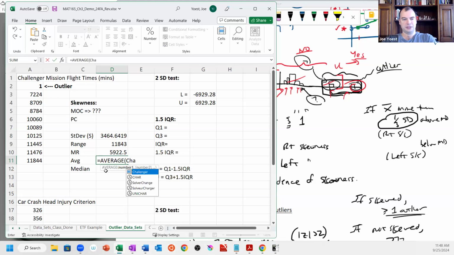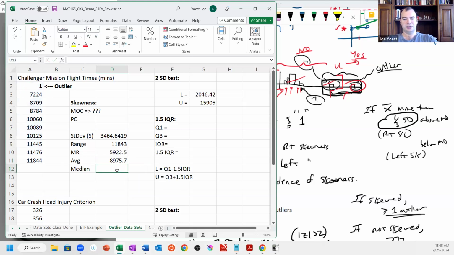I can take the average of the Challenger data for the mean, and I can find its median.